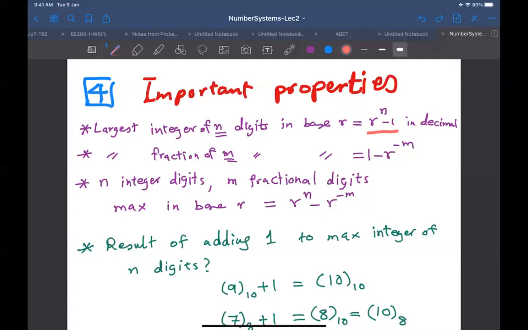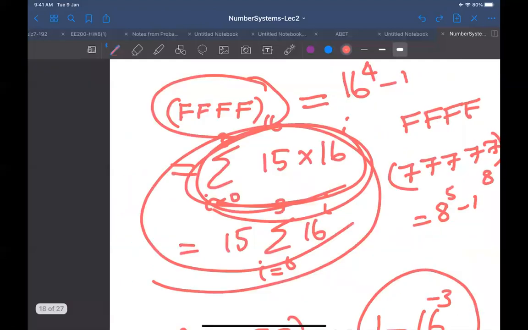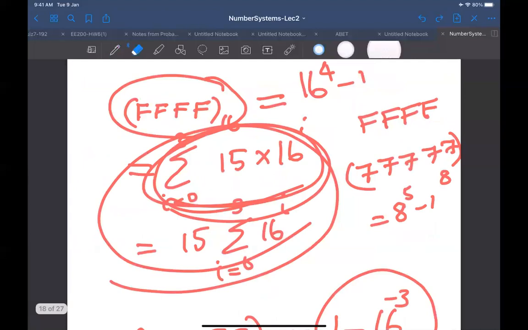So another important property of number systems is what is the result of adding 1 to the maximum integer in base r of n digits. Okay, let's take the decimal example. Let me write it here.